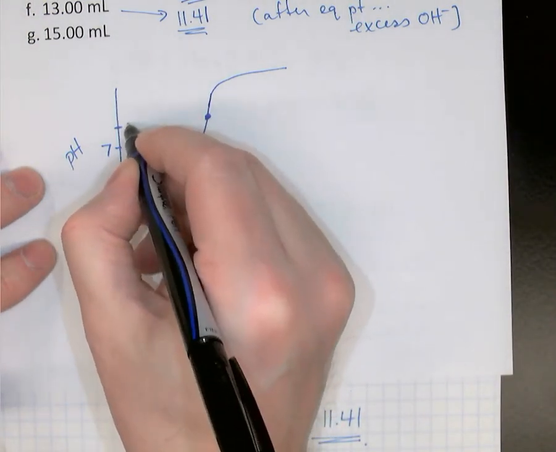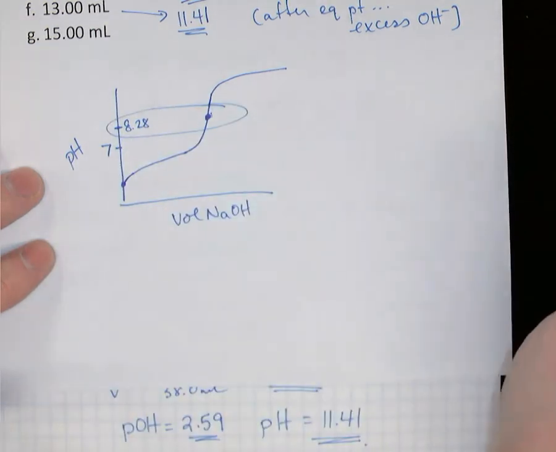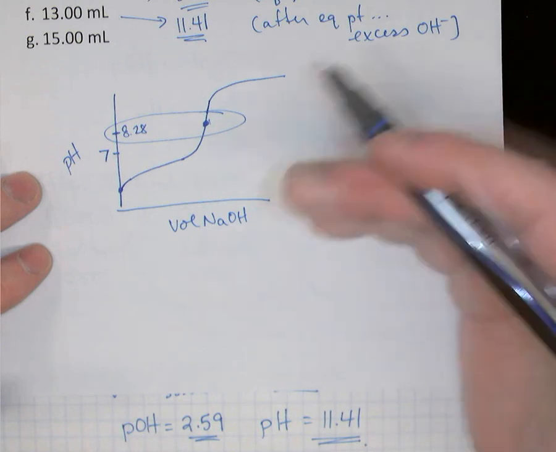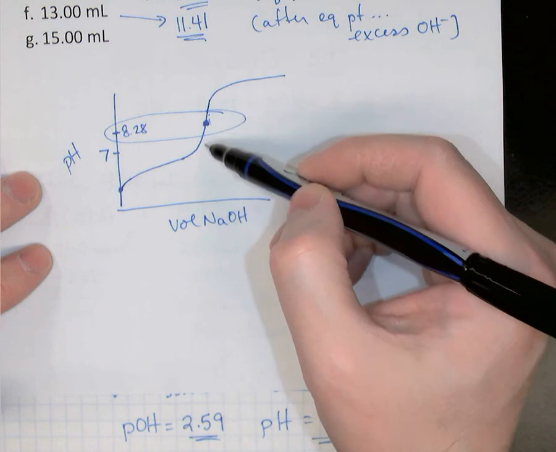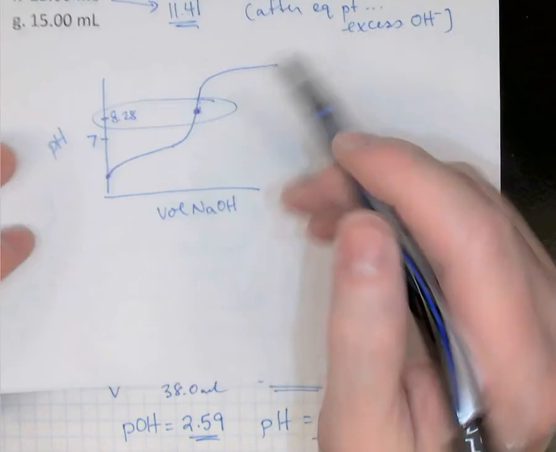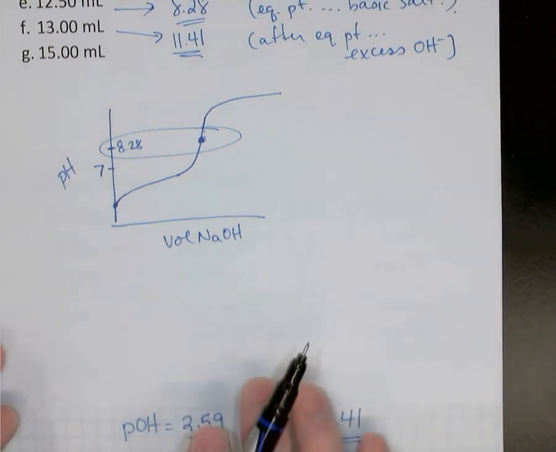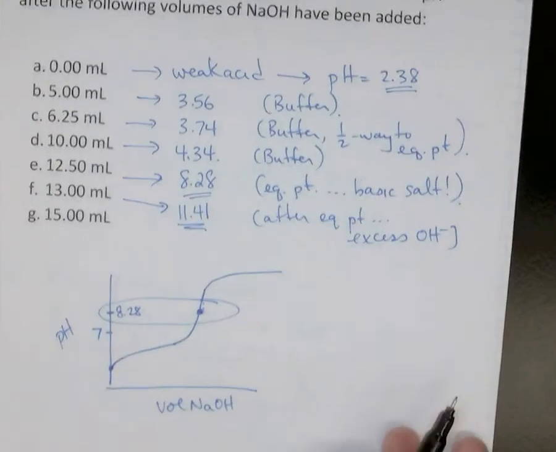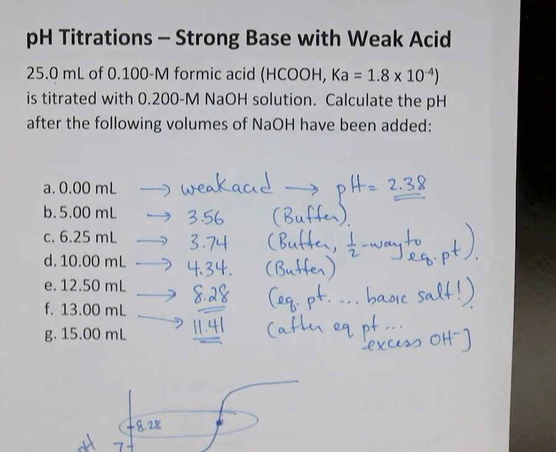So in our problem, it turned out to be 8.28. That's the way to tell, looking at a graph, that you're titrating strong base with weak acid. If the pH at the equivalence point is above 7, your acid was weak. If it's equal to 7, your acid was strong. So there's the distinction between a strong acid and a weak acid pH titration with strong base. So I hope that helps. Some problem solving for pH titrations. That's definitely going to be on your test and definitely on your final exam.